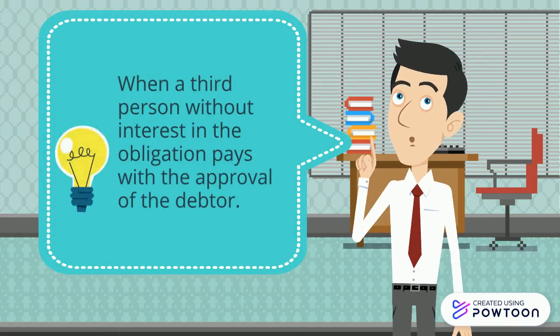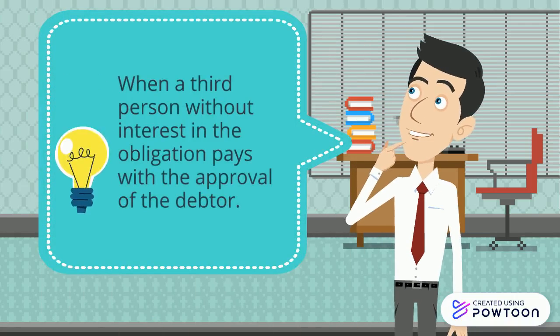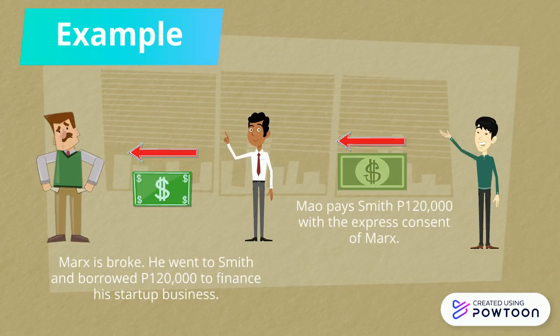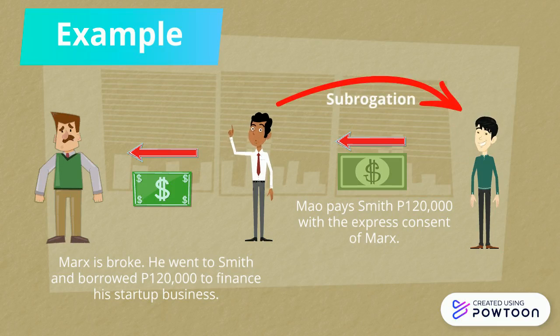When a third person without interest on the obligation pays with the approval of the debtor. Example: Mark is broke. He went to Smith to borrow 120,000 pesos to finance his startup business. Mao pays Smith 120,000 pesos with the express consent of Mark. In this case, Mao will be subrogated in the rights of Smith.